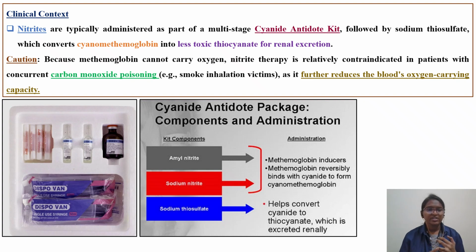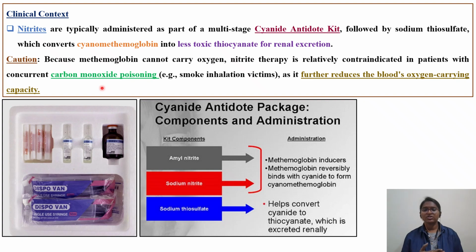So, coming to the clinical context, nitrites are typically administered as a part of a multi-stage cyanide antidote kit, which consists of sodium nitrite followed by sodium thiosulfate, which converts cyanomethemoglobin into less toxic thiocyanate. As I told you, this thiocyanate will be excreted out through the kidneys. Okay, because methemoglobin cannot carry oxygen, nitrite therapy is relatively contraindicated in patients with carbon monoxide poisoning. You have to also understand this.